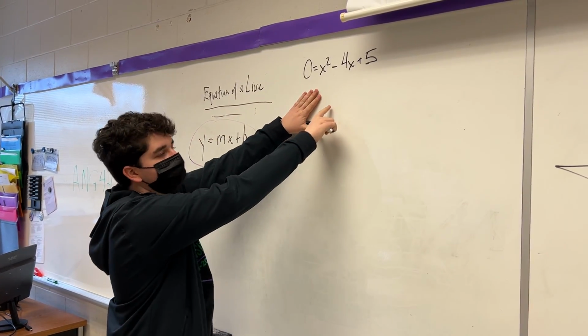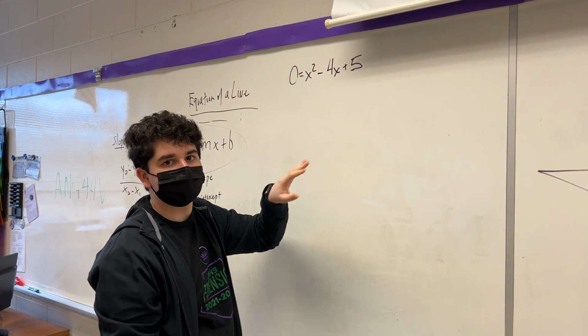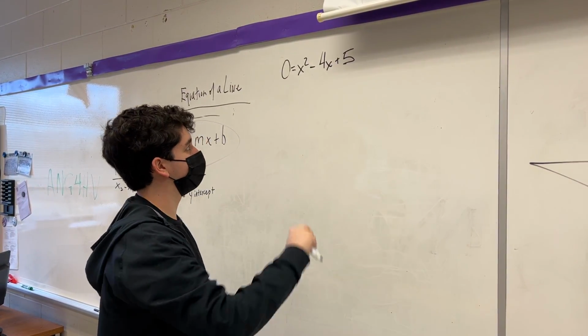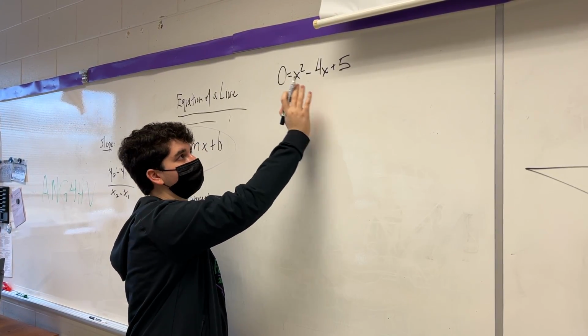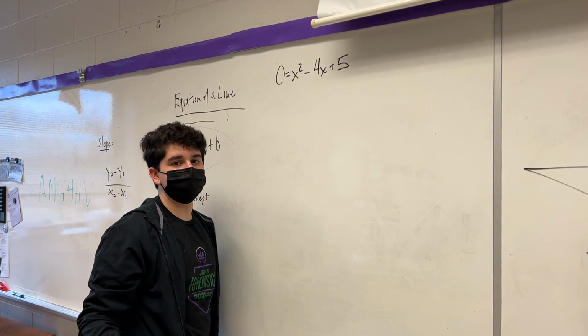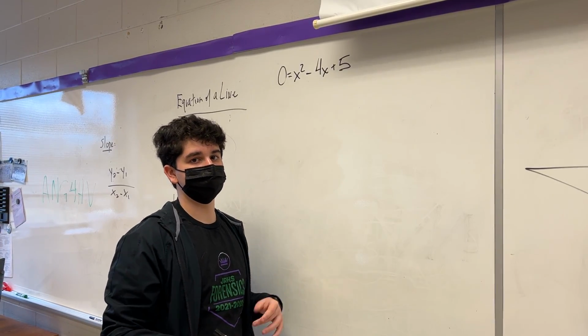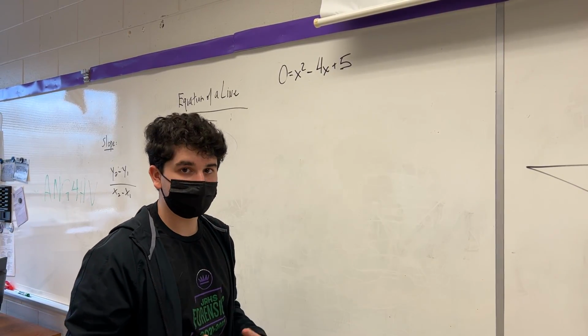Okay, so we just figured out that to find our x-intercepts, we're going to set the equation we had equal to 0. But when you get to this point, you might be confused as to what you need to do. Well, you can try factoring.